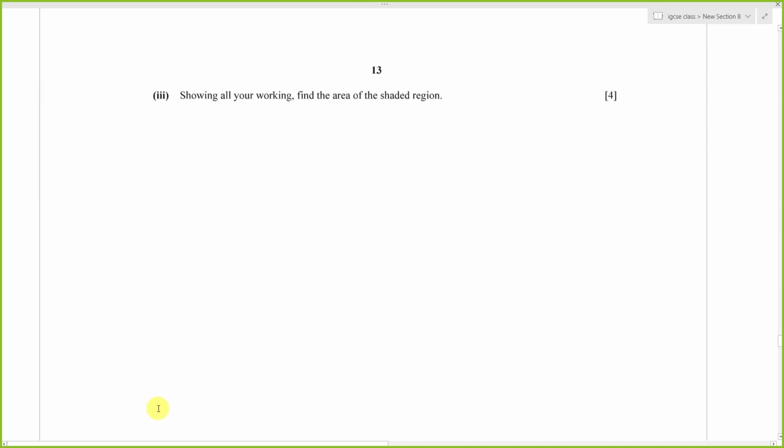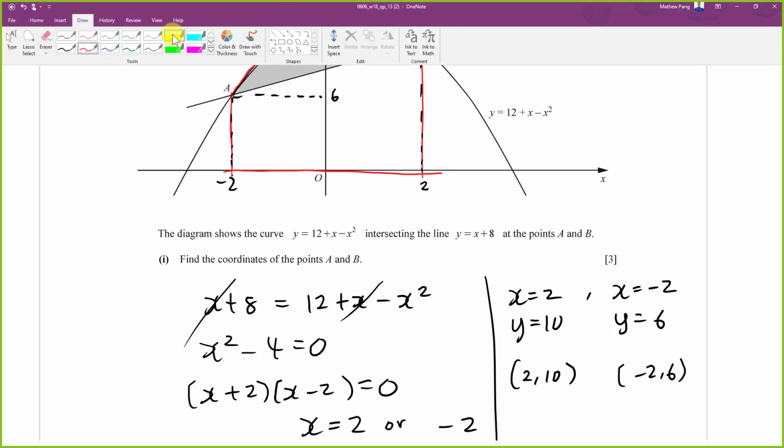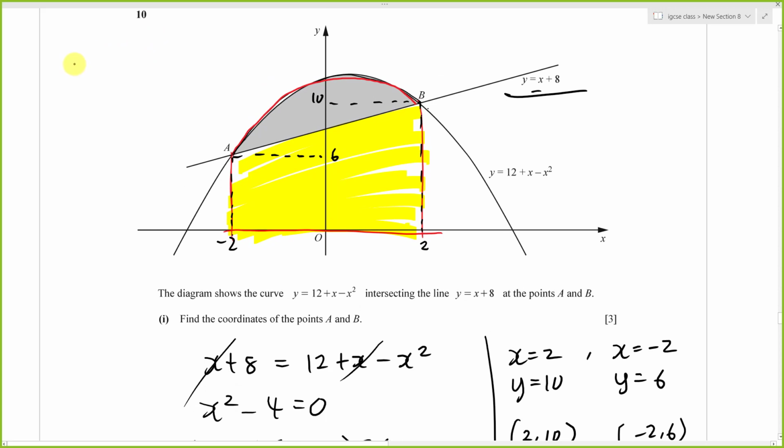Show all your working, find the area of the shaded region. Now I want to find the area of the shaded region. Luckily I have these 2 values. So basically right now what I want to do is integrate the curve from A to B here. Let me use another color. Then I will get the whole area here. After that I will minus the area of the trapezium here. Then I can get the area of the shaded region. Alright, if you get the idea, then I will just show you here.